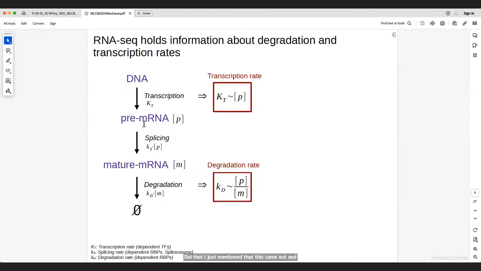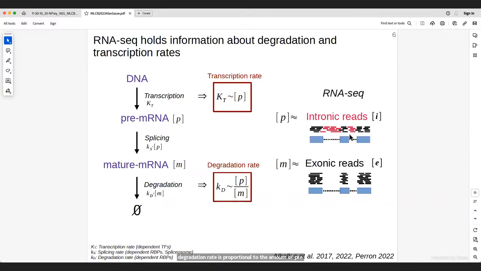And so how are we doing this? Basically from this very simple model of the life cycle of an mRNA, we can determine that the transcription rate is proportional to the amount of pre-mRNA. And we can determine that the degradation rate is proportional to the amount of pre-mRNA and mature mRNA. With this knowledge in hand, we can turn to RNA-seq and think about how we can approximate these two values with the data that we have.